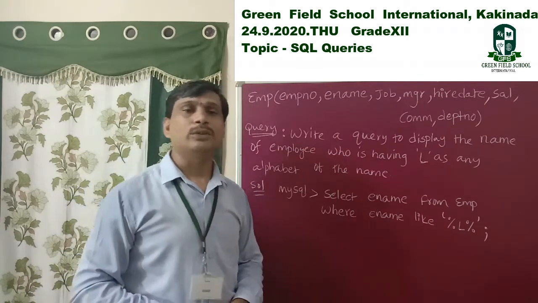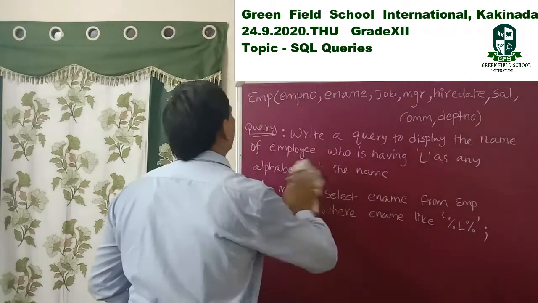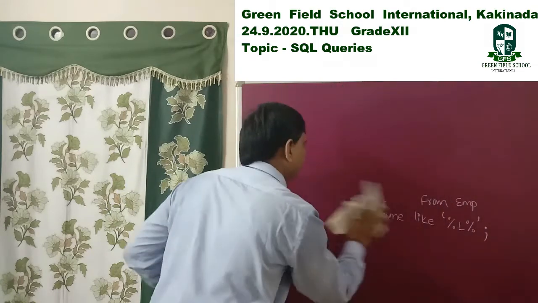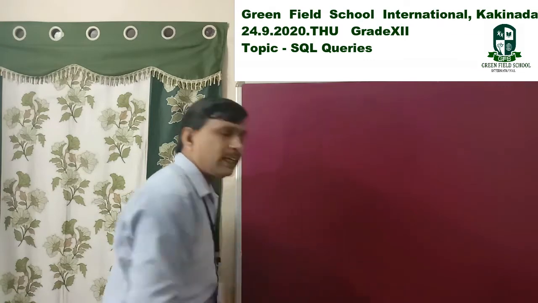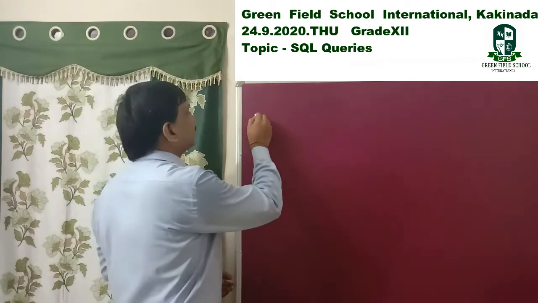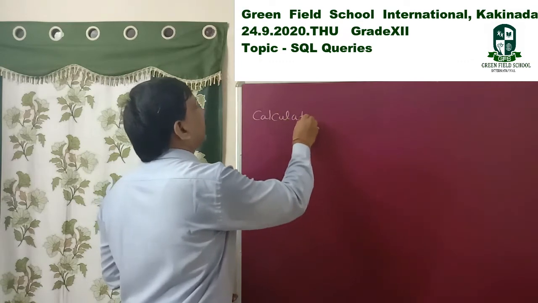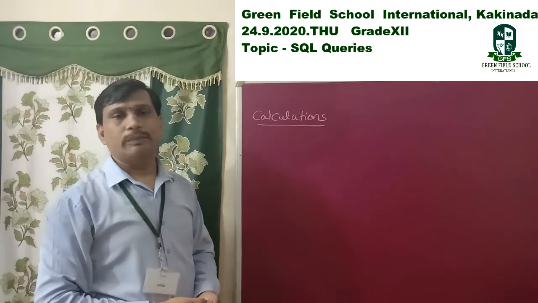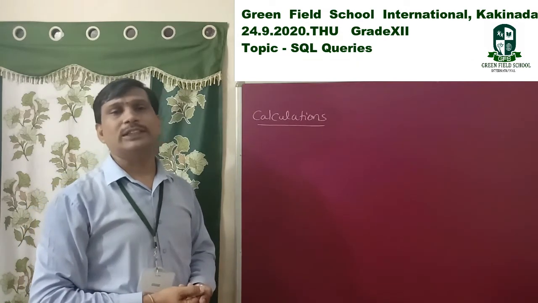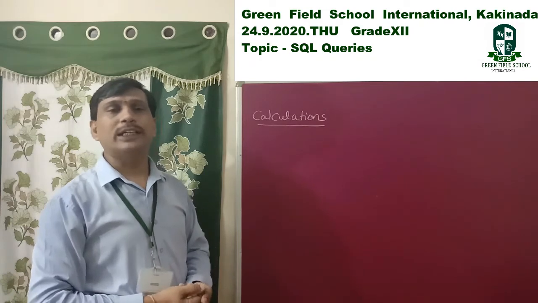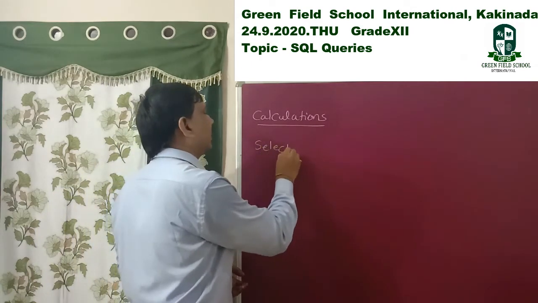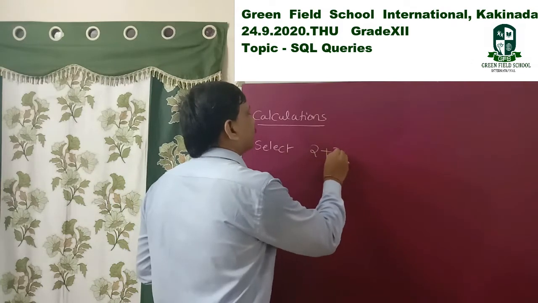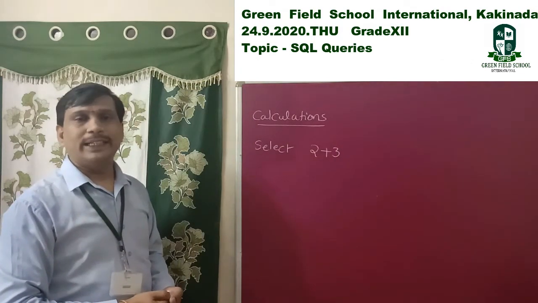Next, we discuss one more concept: calculating by using the SELECT statement. Calculations, meaning expressions, can be displayed by using SELECT. I write one calculation here: SELECT 2 plus 3 semicolon.